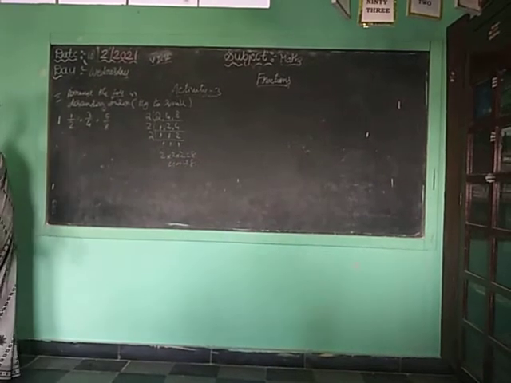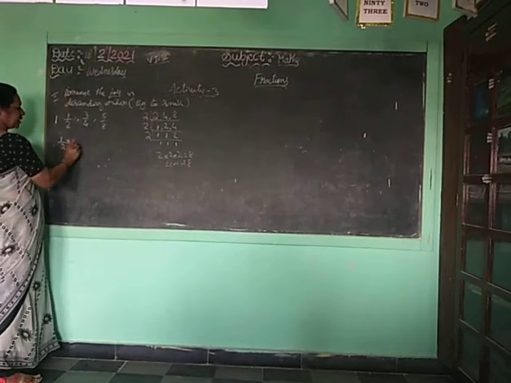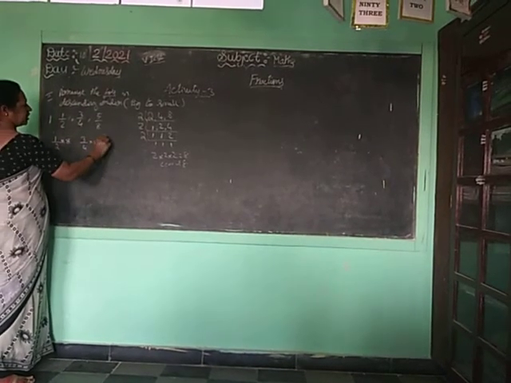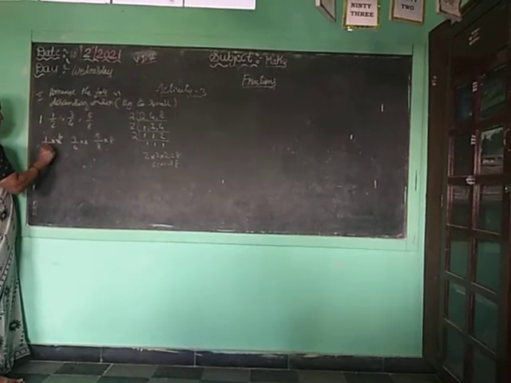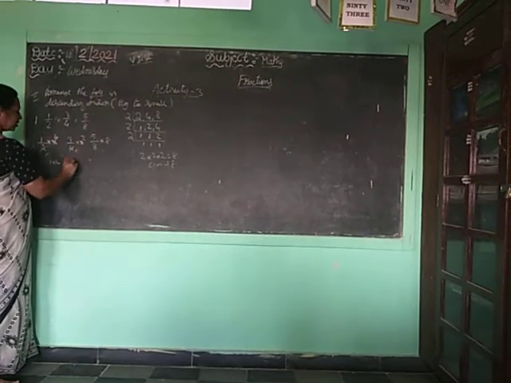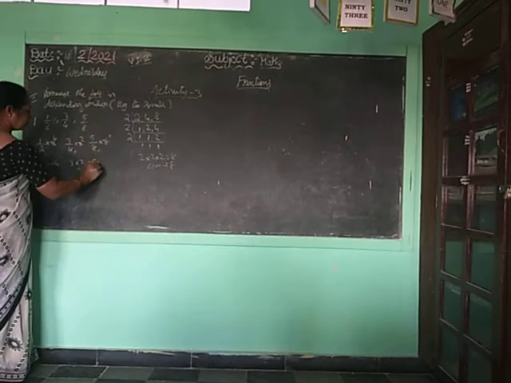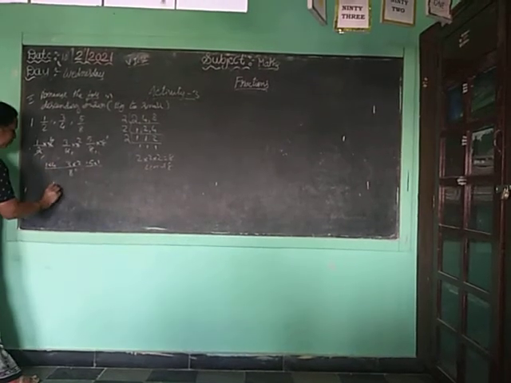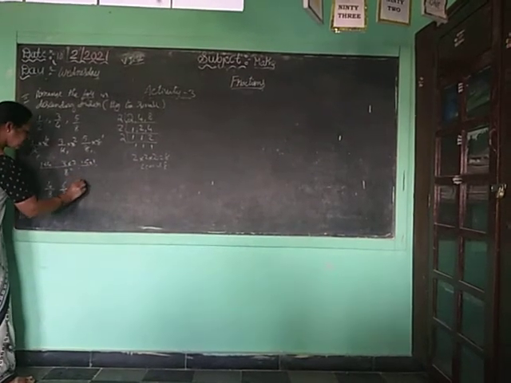So for these fractions you can put 1 by 2 into 8, the LCM. Next 3 by 4 into 8, the LCM. Next 5 by 8 into 8, the LCM. So you know that 2 ones are 2, 2 fours are 8. So what is 1 into 4? 1 into 4. Then 4 ones are 4, 4 twos are 8. That is 3 into 2. Next 8 ones are 8, so 5 into 1 by LCM 8. So 1 fours are 4, 4 by 8. 3 twos are 6, 6 by 8. 5 ones are 5 by 8.